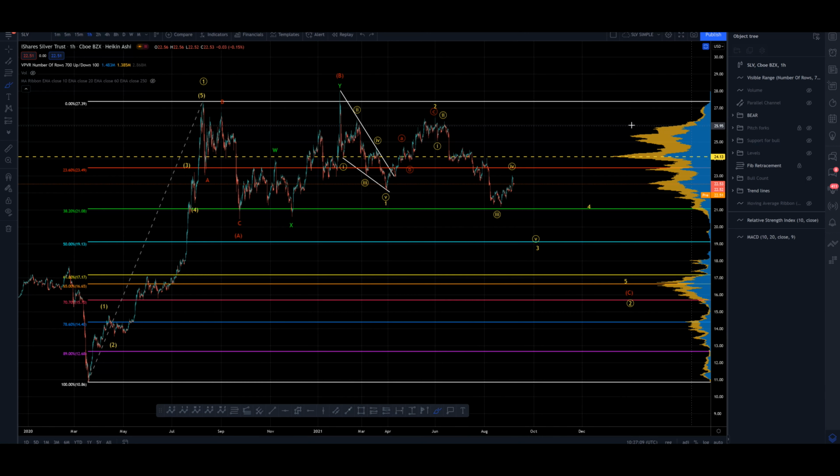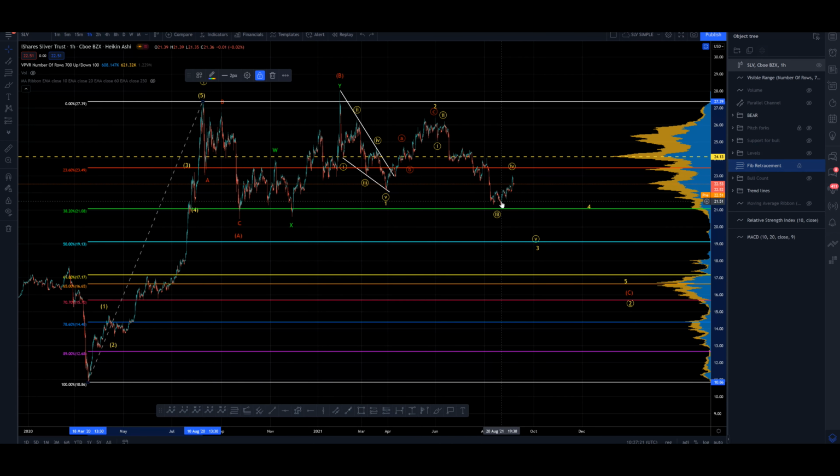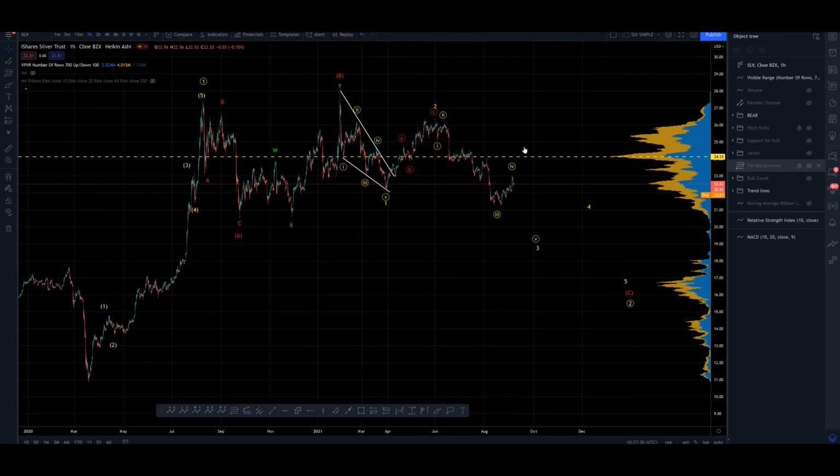Now another way of projecting this is taking the length of A and projecting it from B to find C, for an extension of what would be an expanding flat, since the B went beyond the start of the A and has already proceeded to a depth which could be a running flat, but we've gone so deep it would more likely be an expanding flat. So let's just look at that.